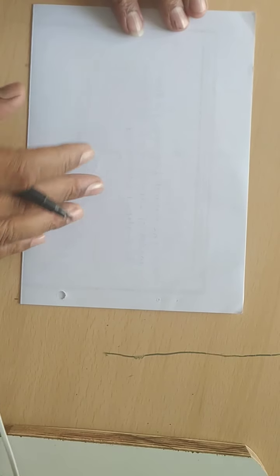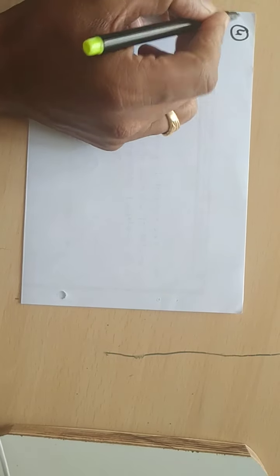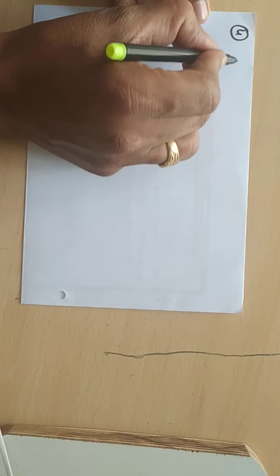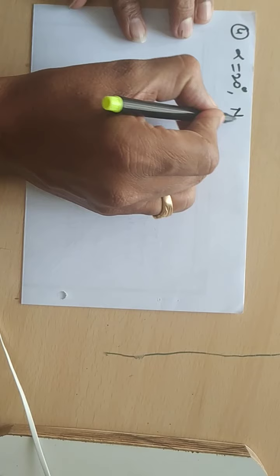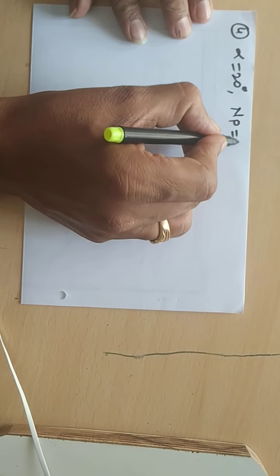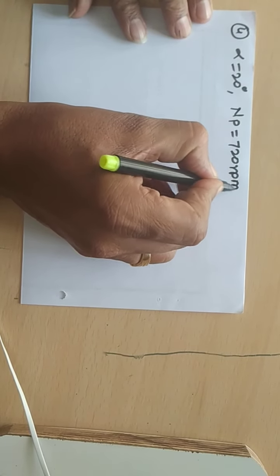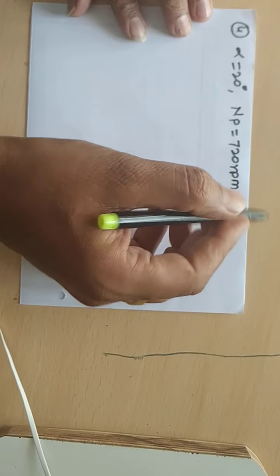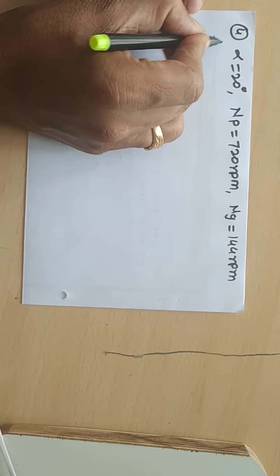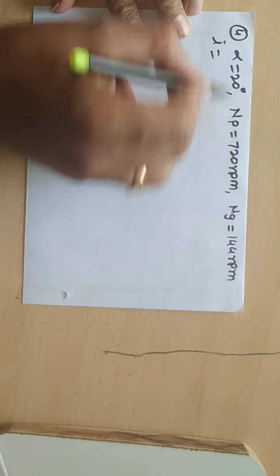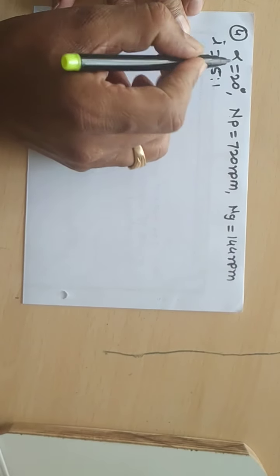Now we are going to solve numerical 4 for spur gear. For this spur gear, alpha is 20 degree, the speed of the pinion is 720 rpm, and the speed of the gear is 144 rpm. Therefore the speed ratio NP upon NG is 5:1.